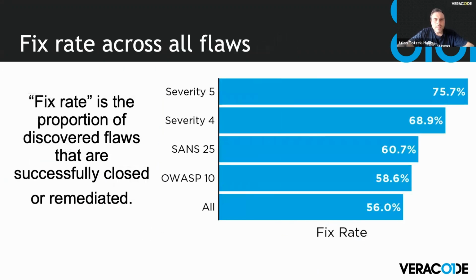I was talking about the fix rate on the previous slide, and we may want to specify what the fix rate is. The fix rate is the proportion of discovered flaws that are successfully closed or remediated. Developers tend to fix those flaws that have the highest severity. Well, for obvious reasons, I guess. Reduce biggest risk first. But if only 56% of all flaws will eventually be fixed, there's still a big risk left open that needs to be addressed.